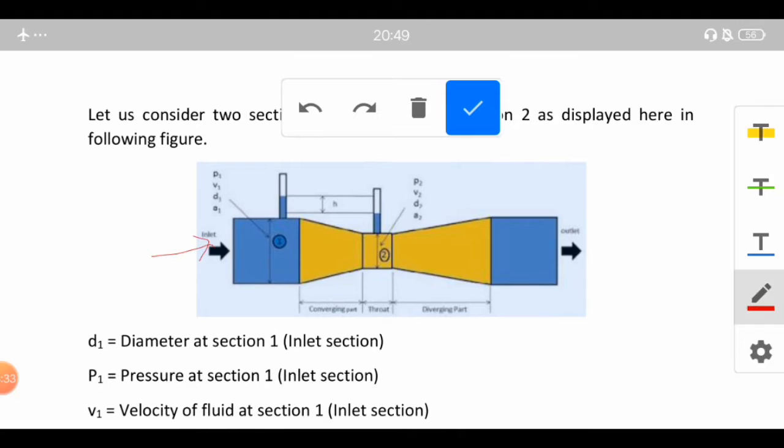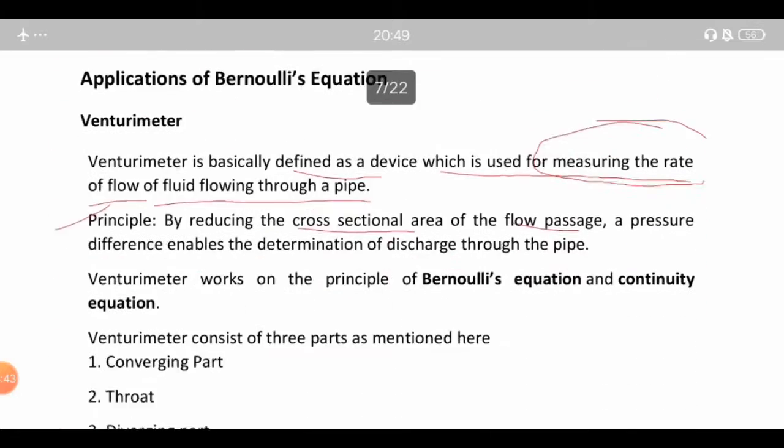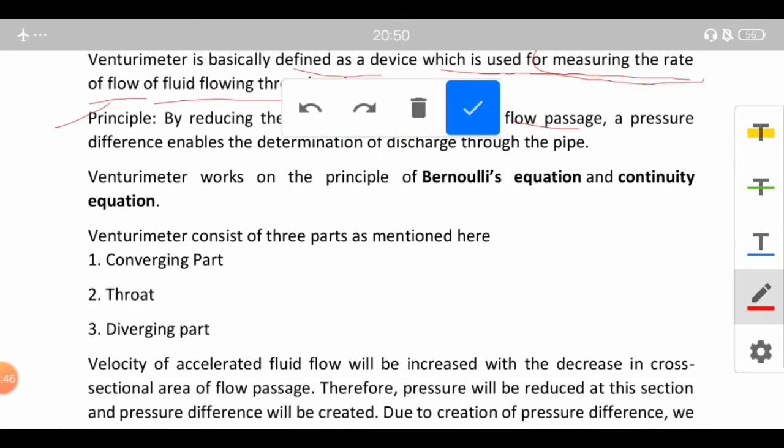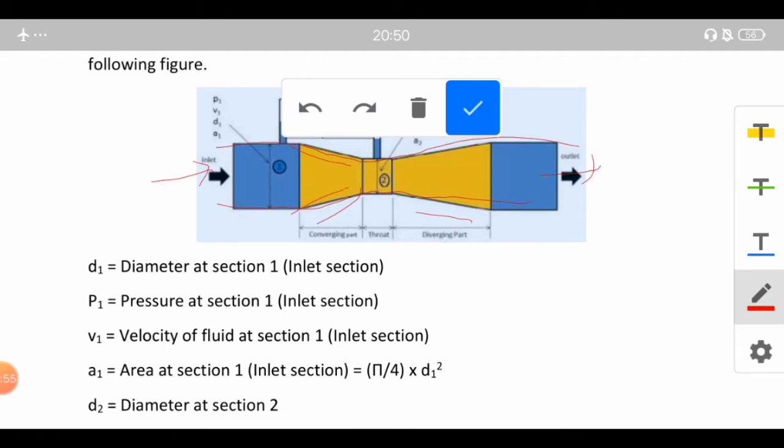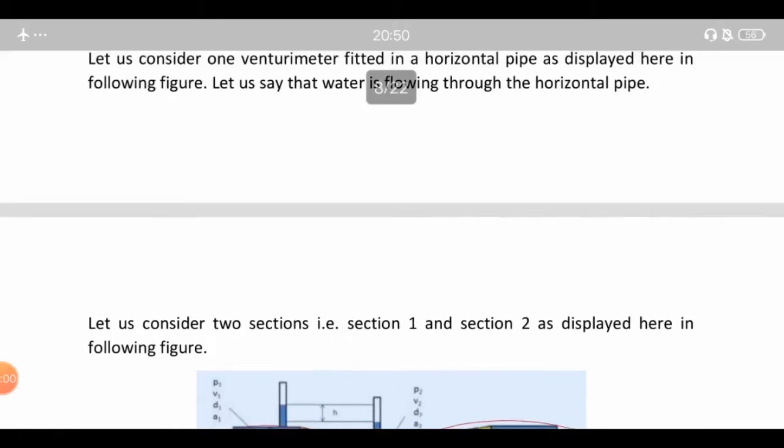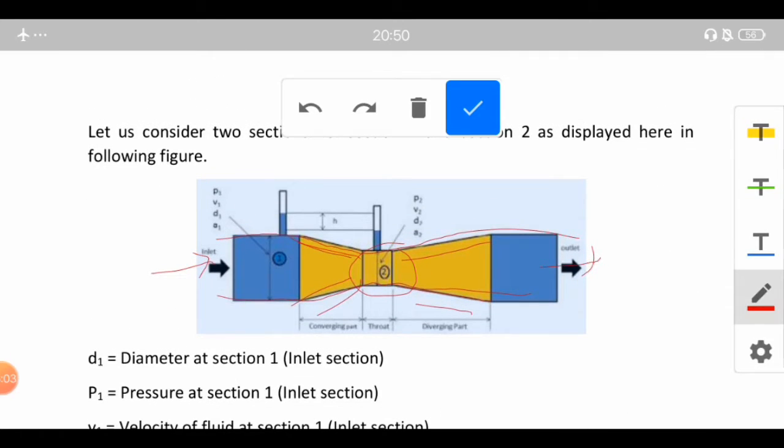Fluid enters from here and gets out of here, and this Venturi meter is somewhat like this. So it first converges and then diverges again. So the Venturi meter consists of three parts: the converging part, the throat, and the diverging part. This part is the converging part, this is the throat, and this is the diverging part. Because once it converges and then again diverges, on convergence you will see the cross section is getting lesser than the previous one.